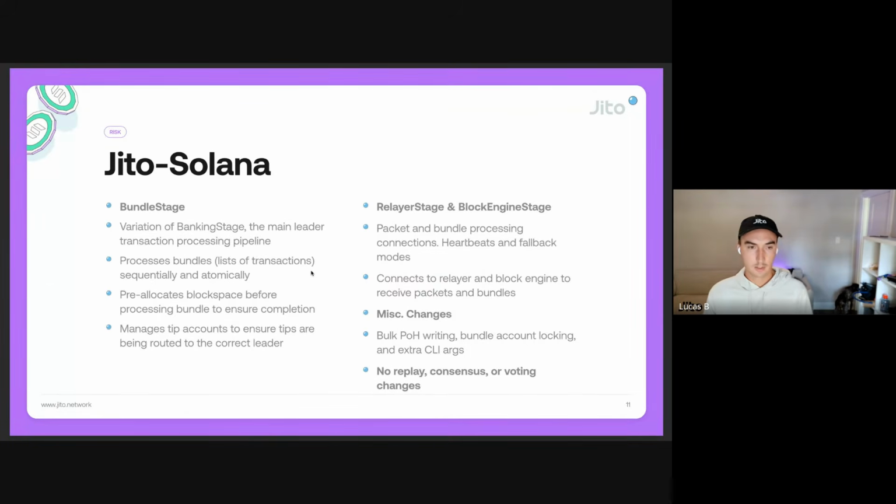A bundle is essentially just a list of transactions. They execute all or nothing today. There's sequential and atomic. So if you have 3 transactions, and the middle one fails, it will just stop executing the rest of it and revert that state. So the state from the first transaction never gets committed. And this is to ensure that we're not wasting block space and all that.